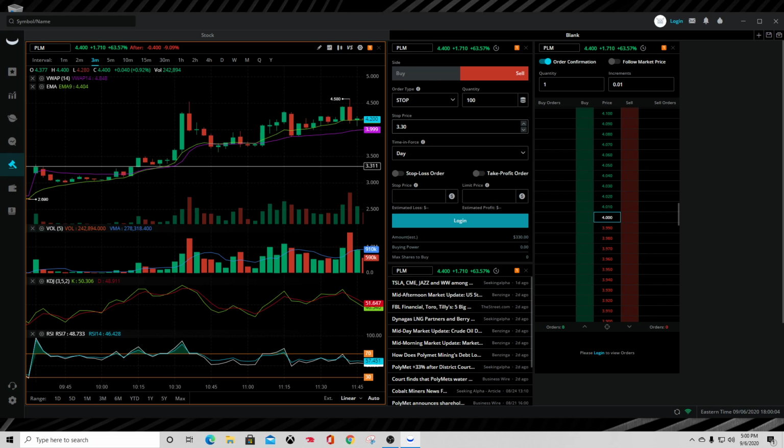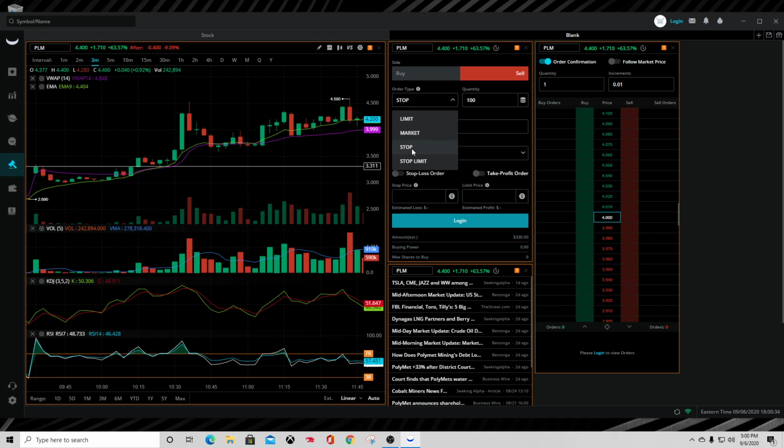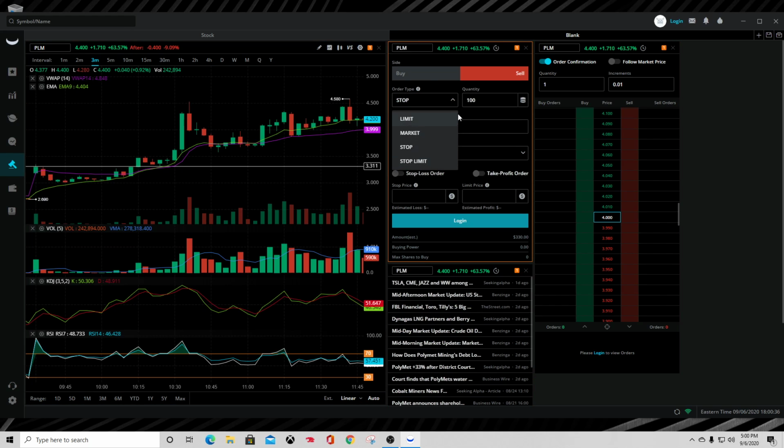So if your plan was to stop out at 330, put in a stop at 330, not a stop limit, because when the stop price triggers, a stop limit will convert into a limit sell order. I don't want that. I want it to convert to a market order and get me the heck out of there. So that is the difference between the stop and the stop limit. Okay.